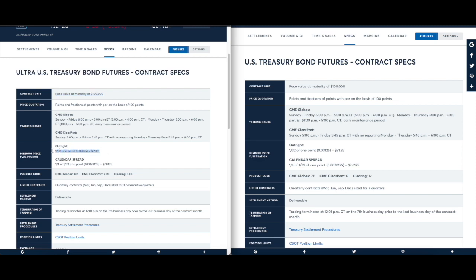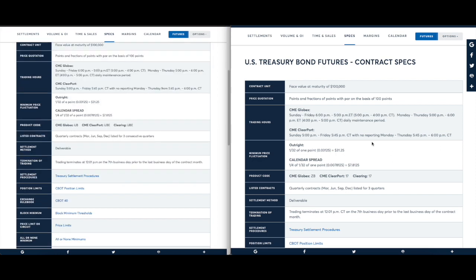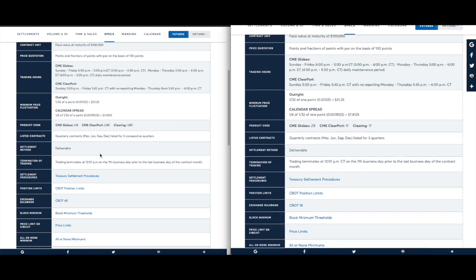So first point I want to make is, why is it that every tick is $31.25? Here is your answer. They trade in 32nds. Divide 1 by 32. Every tick, $31.25. The 30-year Treasury here on the right, which is ZB, same thing. Globex code UB, Globex code ZB, we know that.